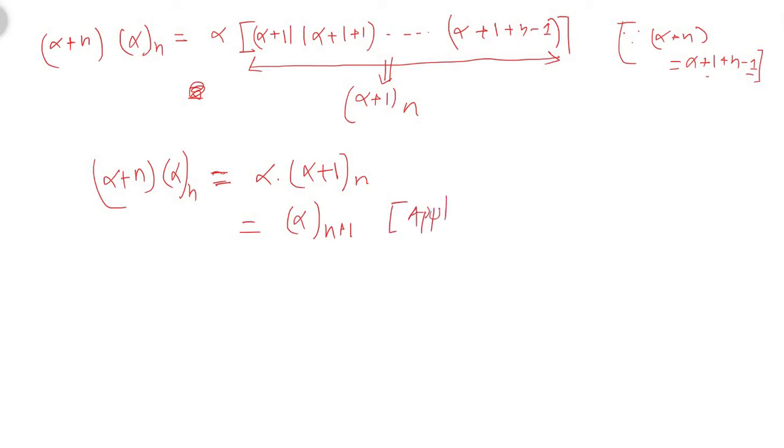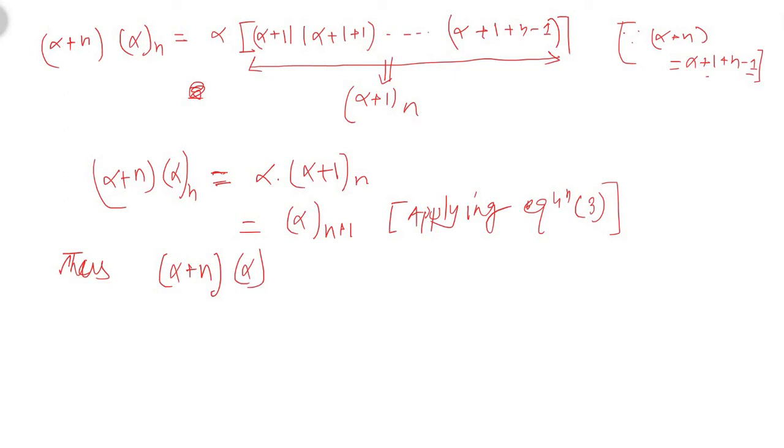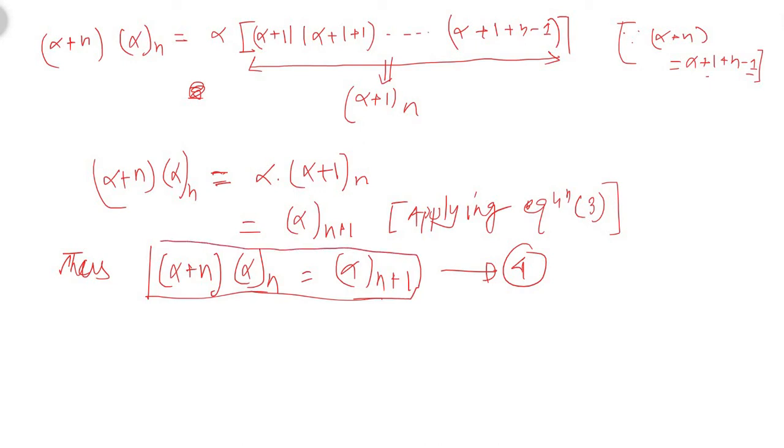Applying equation number 3, thus alpha plus n alpha n is equal to alpha n plus 1. This is our equation number 4. This equation plays an important role in hypergeometry. Next, we will see the hypergeometric function.